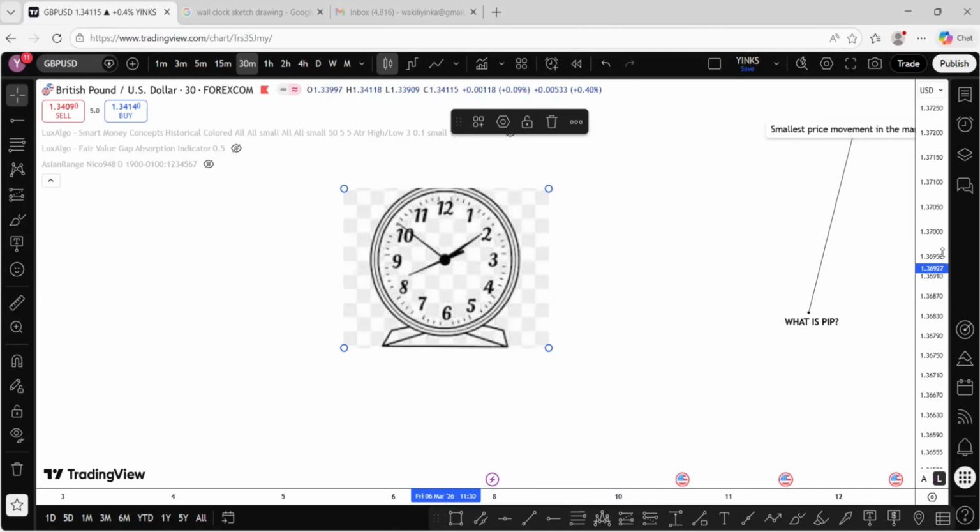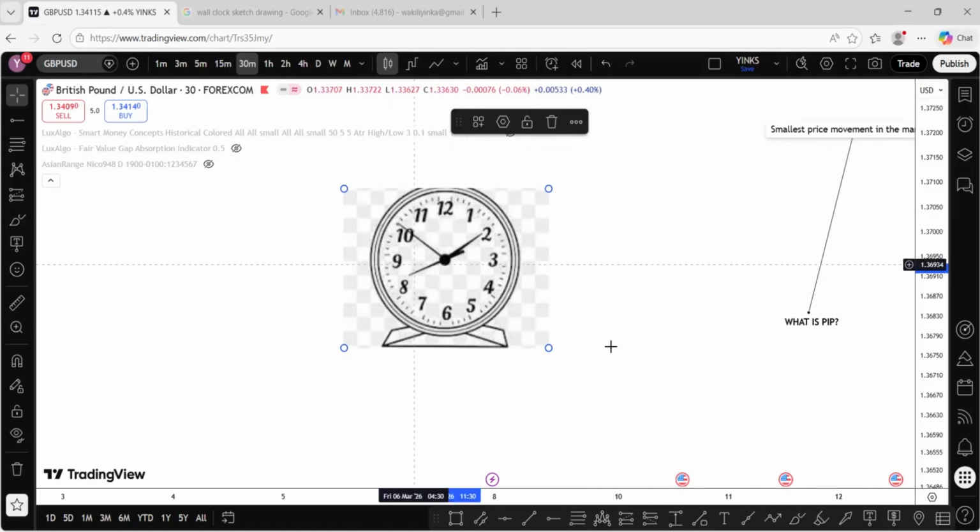Now, if you look at this pip right here, the numbers are increasing, right? Each of the figures right here keeps changing. Now, how does it change? It's not going to count 60 seconds. Like I said, it's a clear concept of how this pip thing works using this clock.